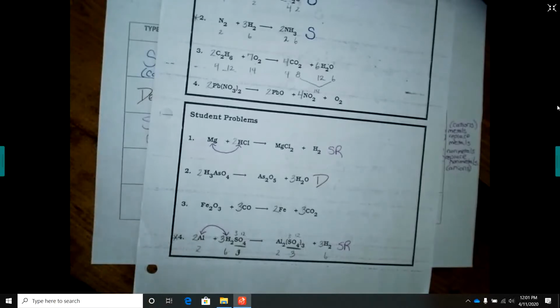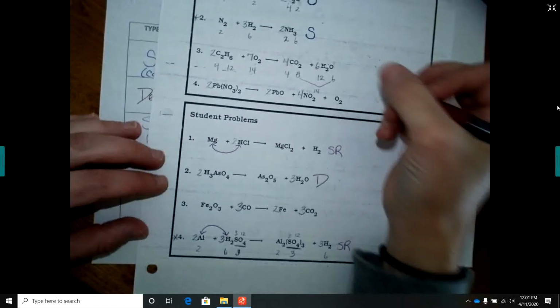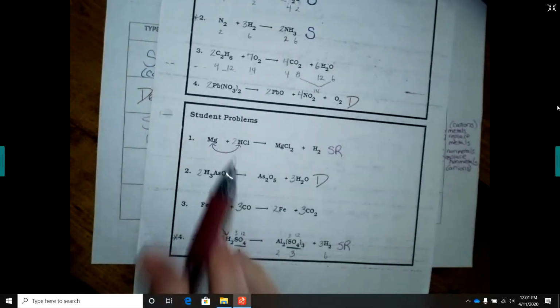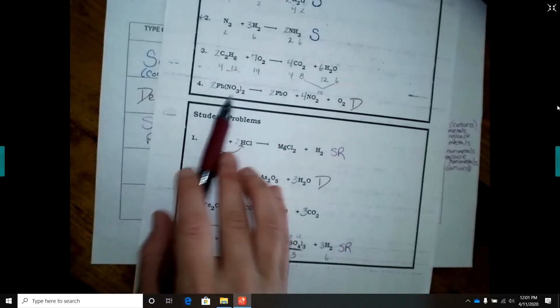Real quick before we move to the back, I just realized we missed one of our decomposition reactions. Number 4 at the top is also decomposition. So remember, you have one reactant and then 2 or more products.